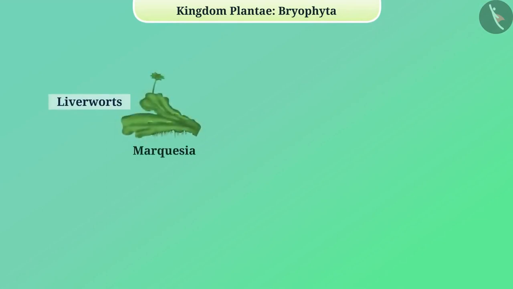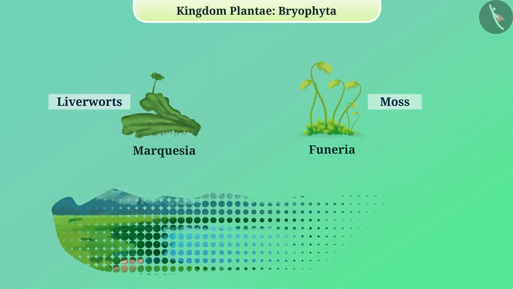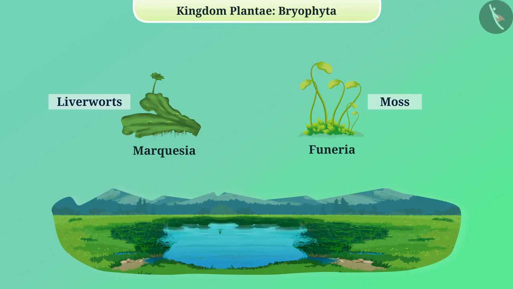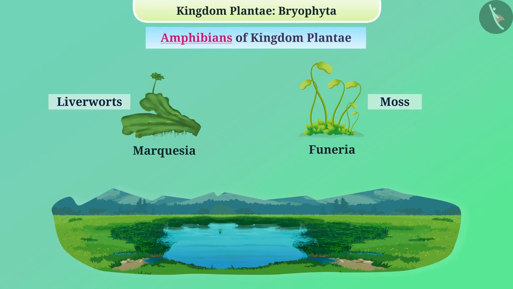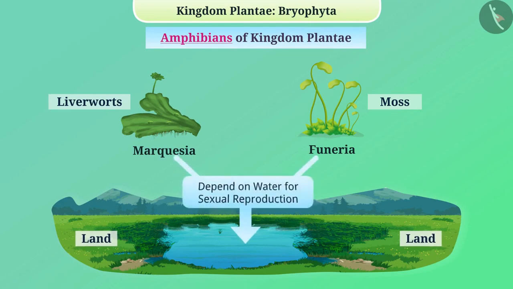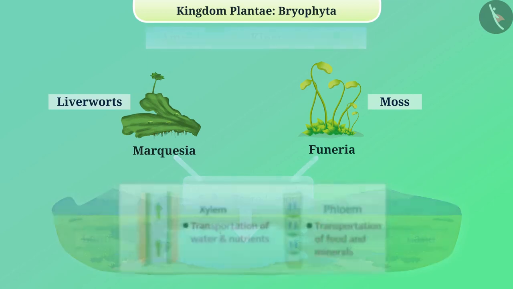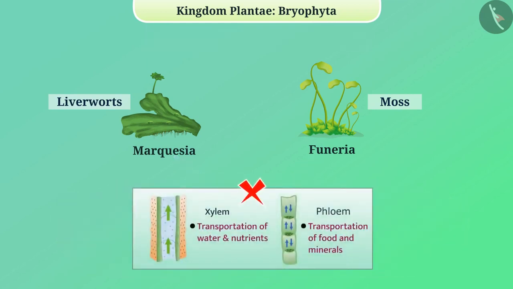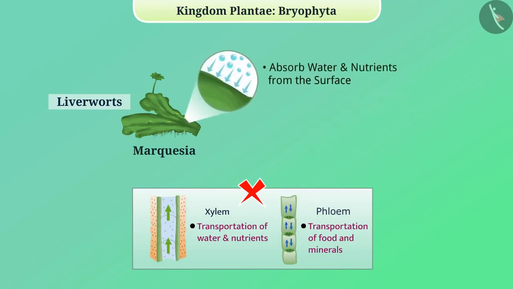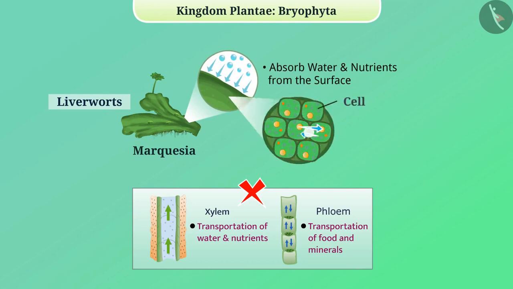In this class, liverworts such as Marchantia and moss such as Funaria are included. They are often found in moist and shady areas of hills. Bryophytes are also called amphibians of kingdom Plantae because plants of this class live on land, but for sexual reproduction, they depend on water. Their body does not have tissues for conduction of water and other substances from one part to another part. They absorb water and nutrients from the surface and the material is carried from cell to cell.